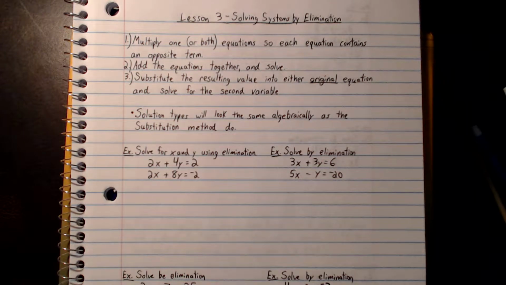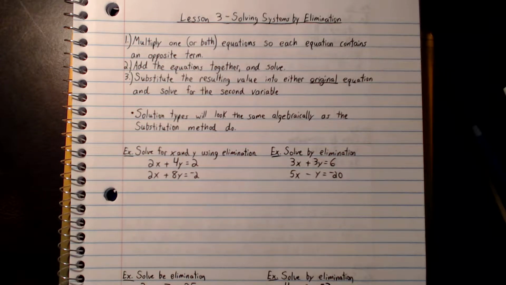Hey, welcome everybody to lesson number 3 of Unit 2. We're talking about solving systems by elimination method this time. As I mentioned, there are numerous different ways to solve systems of equations. Graphing and substitution were our first two methods. We're going to look at a new method called elimination today.